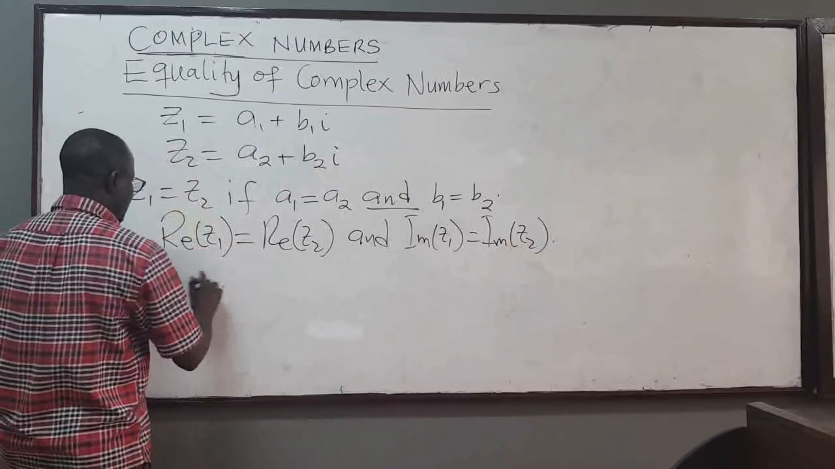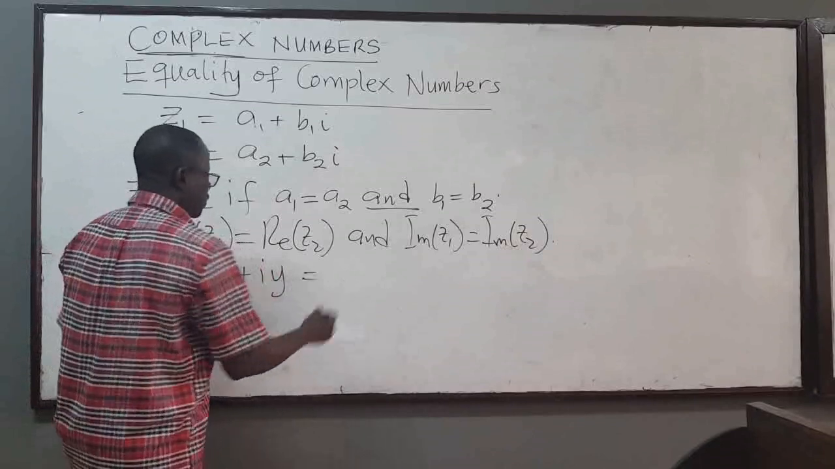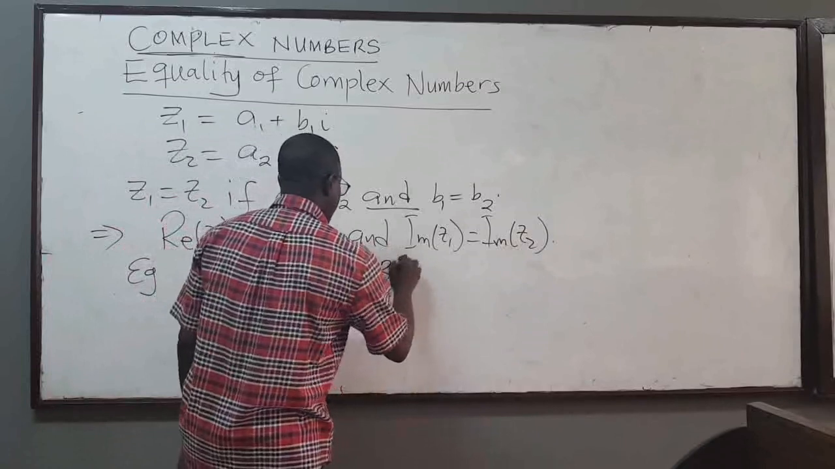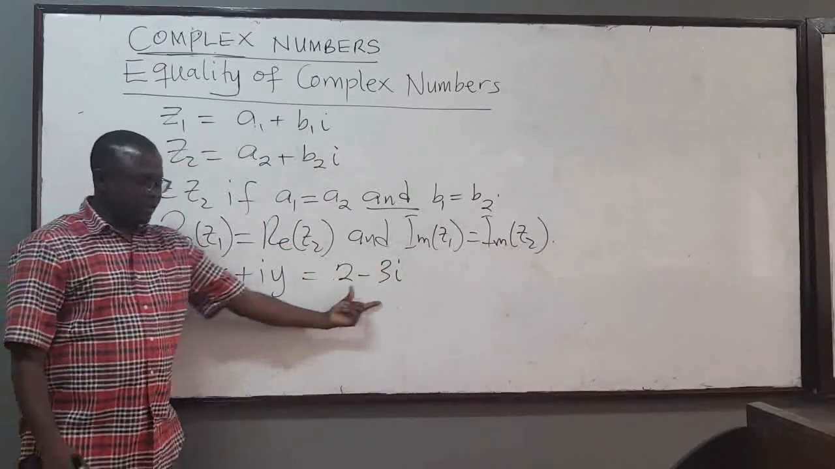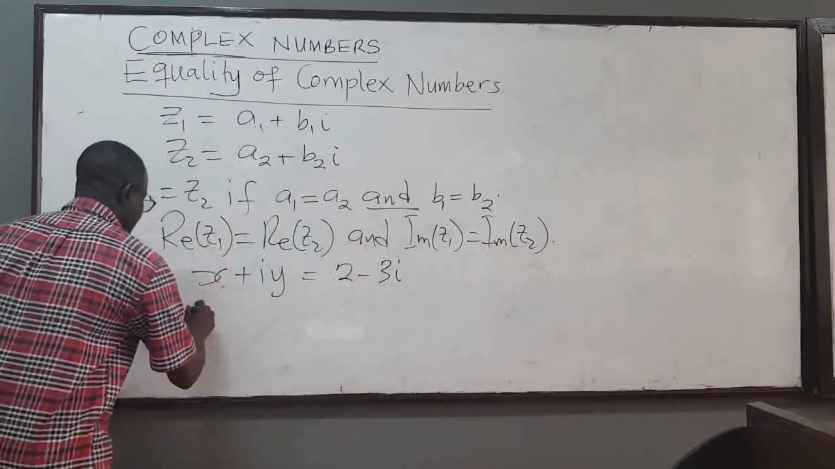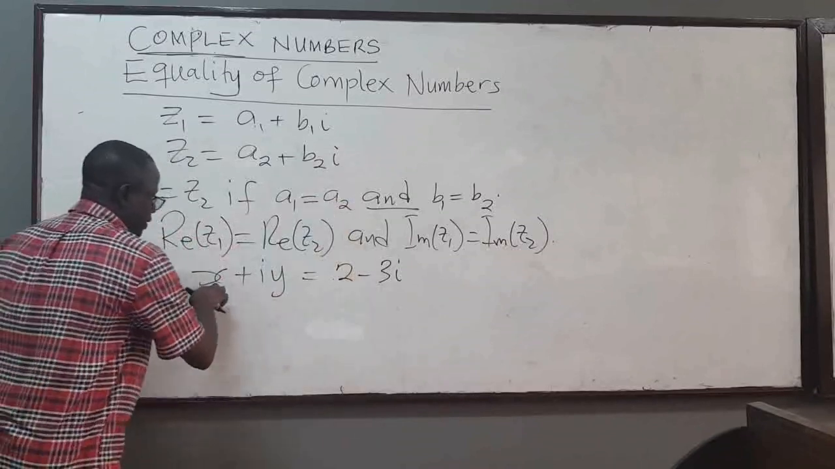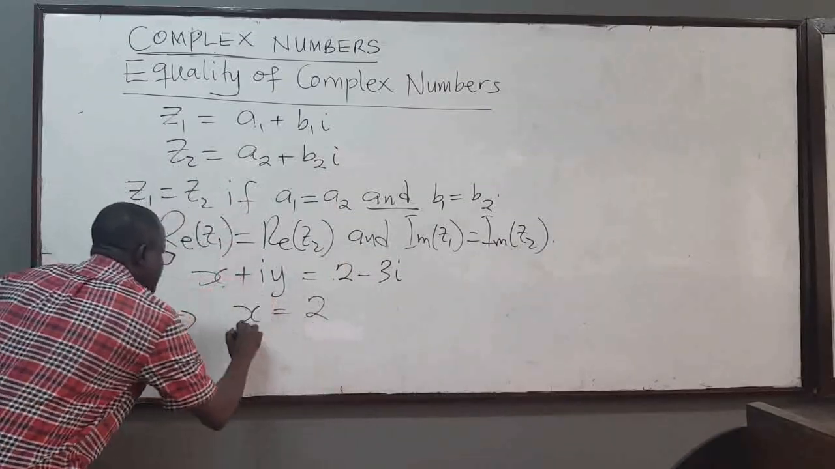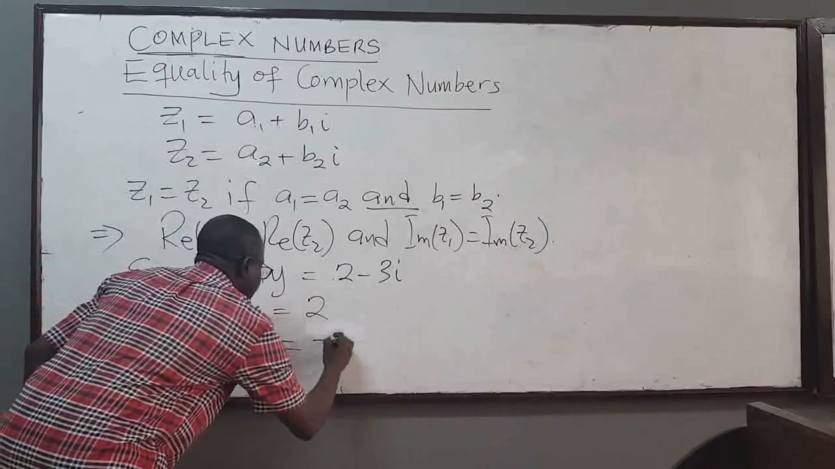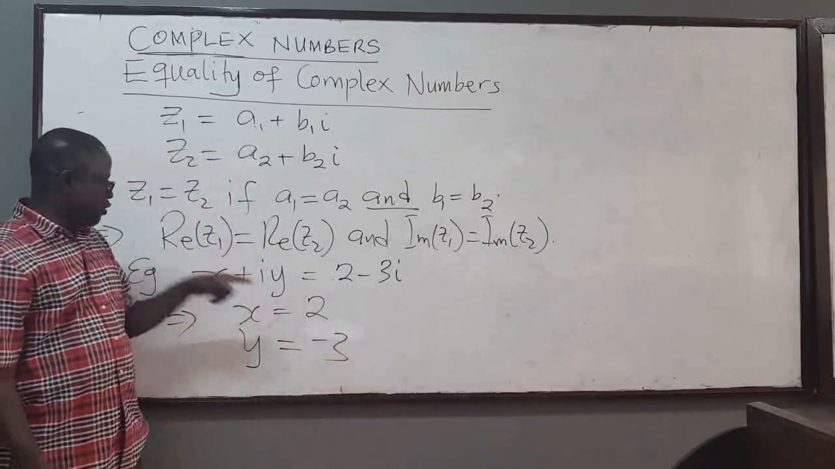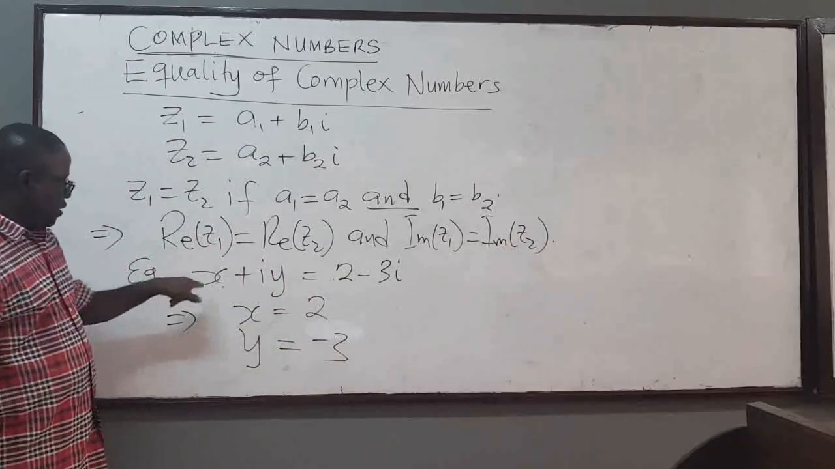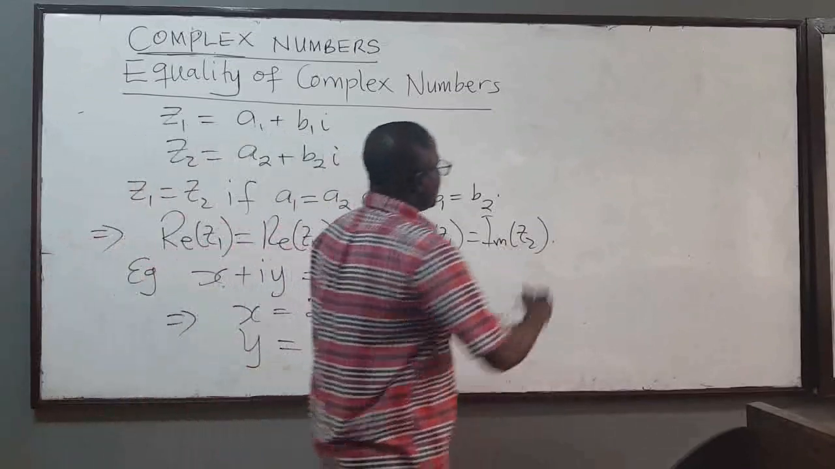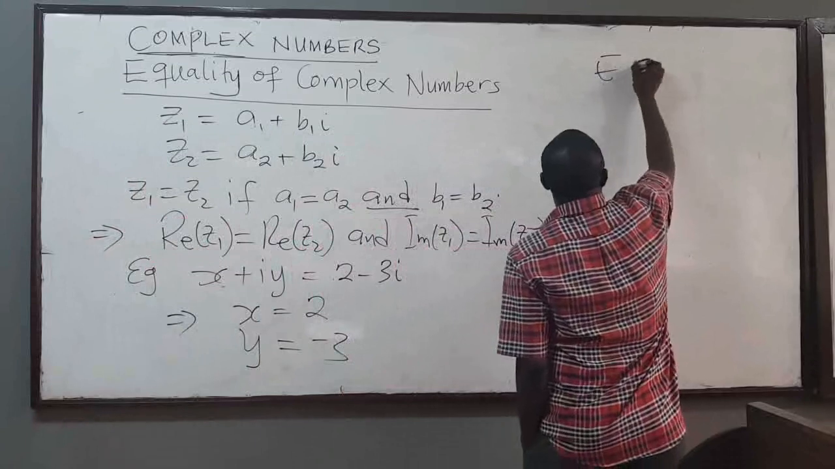if I tell you that a complex number x plus iy is equal to another complex number, let's call it 2 minus 3i. If this complex number is equal to this, then by definition what it means is that the real part, which is x, must be equal to 2, and the imaginary part, y, must be equal to negative 3. Okay? So, if this is true, what it means is that x has to be 2 and y has to be negative 3.